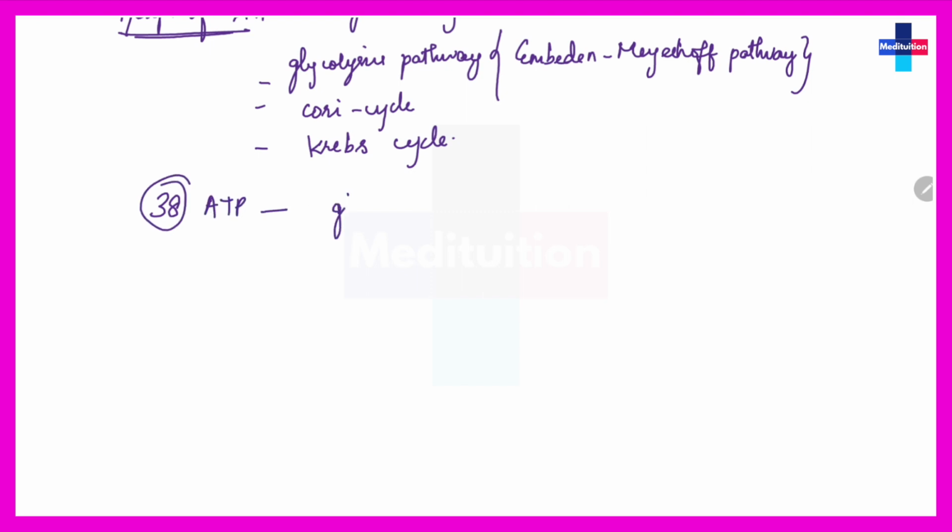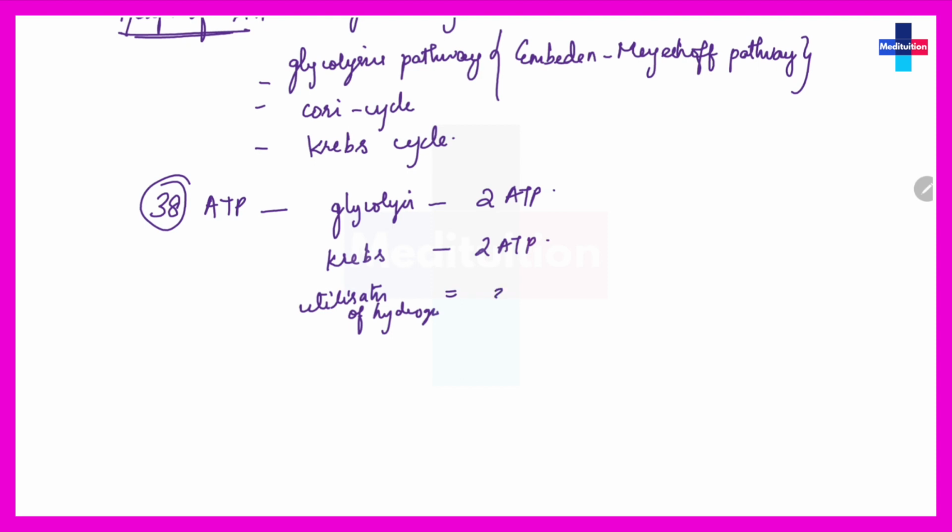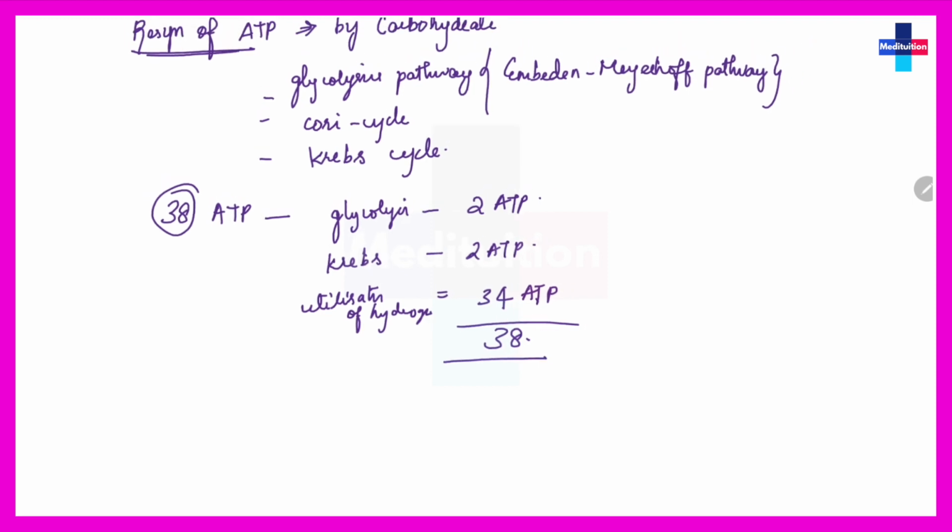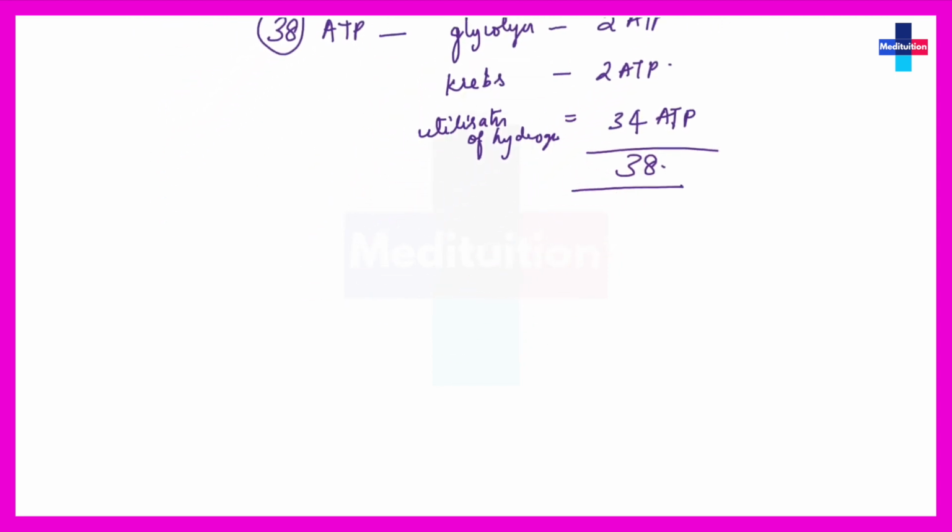How? During glycolysis you can get only 2 ATP. During the Krebs cycle, you can get again 2 ATP. By utilization of hydrogen in those processes, again you can get 34 ATP. That is none other than totally 38 ATP. So this is what is important to remember about our resynthesis of ATP. Even you can feel some changes in pH as well. During muscular contraction, there will be thermal changes also.